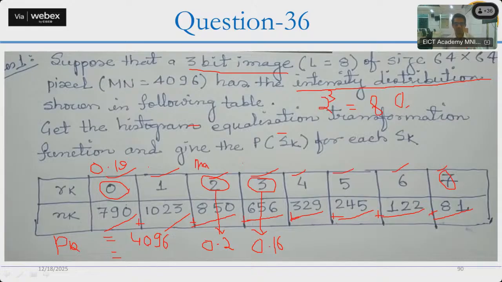What will be this value? 0.24, very good. So we can write it almost as 0.25. We write up to 2 decimals. Very good, Shruti has calculated. So now what will we do with it? We need to calculate the CDF.